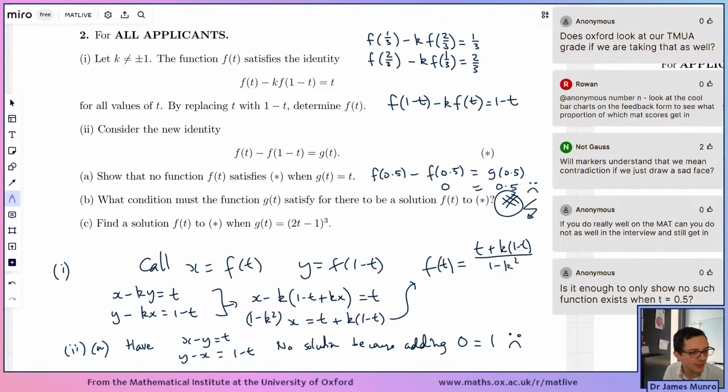Other stuff going on. Admission tutors do have access to papers. Yeah, they get access to all the questions. The admissions tutors can see the full scan of it. And we don't get your TMUA grade. So if you're doing TMUA, then we don't get that data. And I'm really sorry if you have to do the MAT and the TMUA if they're on the same day. I'm not sure if they are this year. I haven't been looking at TMUA.